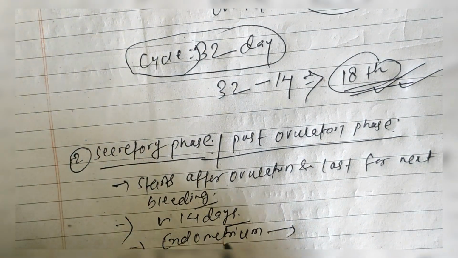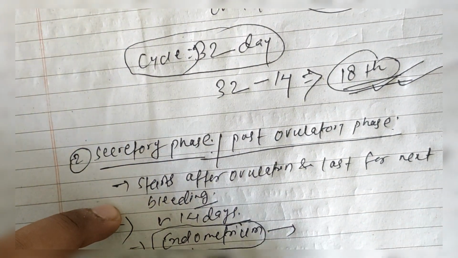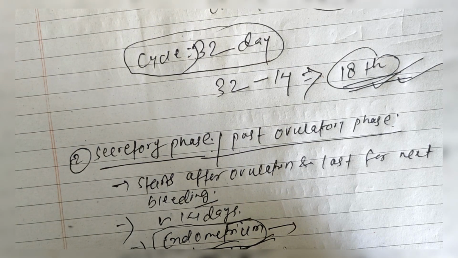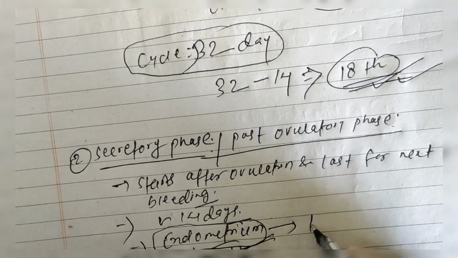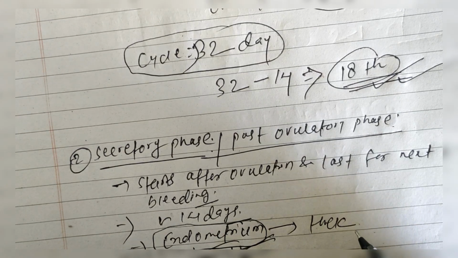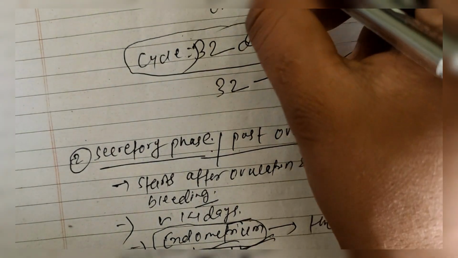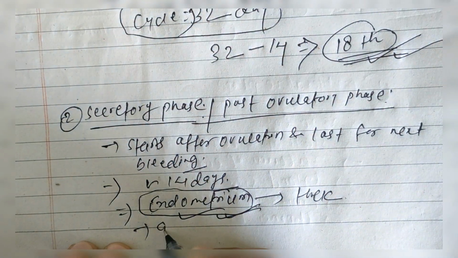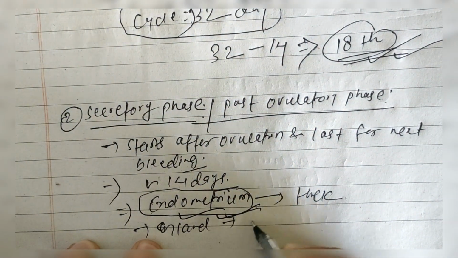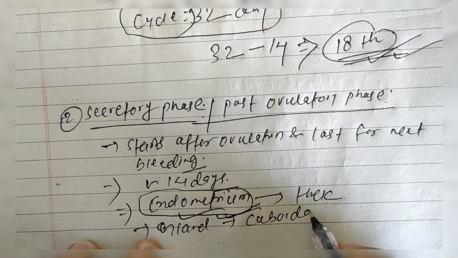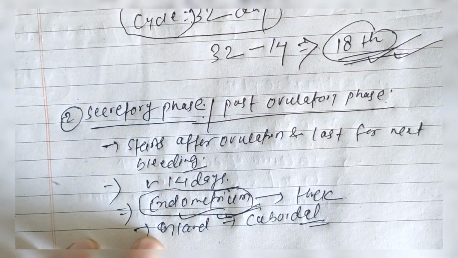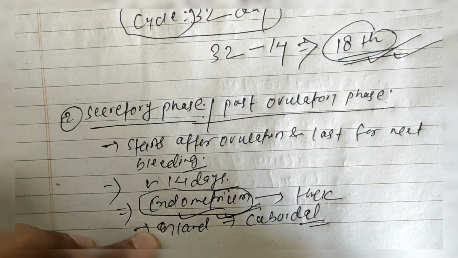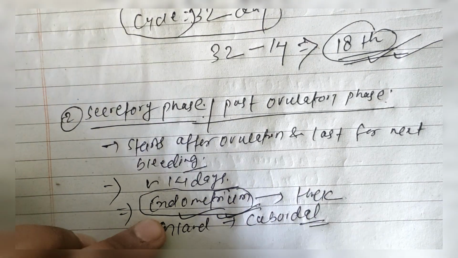This is the endometrium. What is the endometrium? Endometrium is the inner lining of the uterus. So this endometrium becomes thick and the glands become cuboidal. In the proliferative phase, the glands were columnar, so here the glands become cuboidal, and after that the arteries become tortuous and spiral, the so-called spiral arteries.